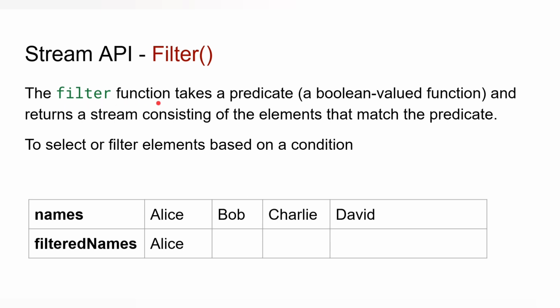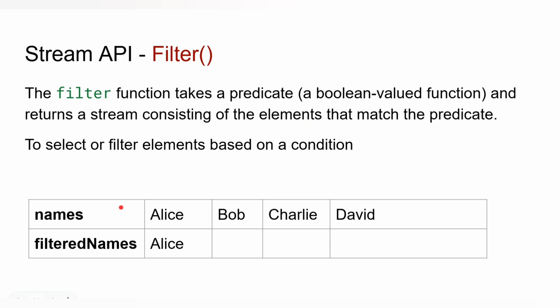In this video, we are going to learn about the filter method in Stream API. The filter function takes a predicate. A predicate is nothing but a boolean valued function, and it returns a stream consisting of the elements that match the predicate. It will filter out the elements as per the conditions we have provided in the predicate.